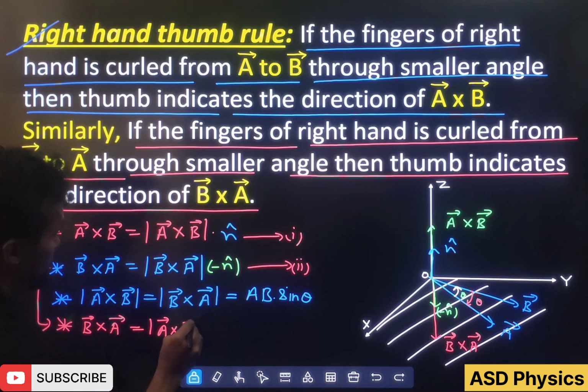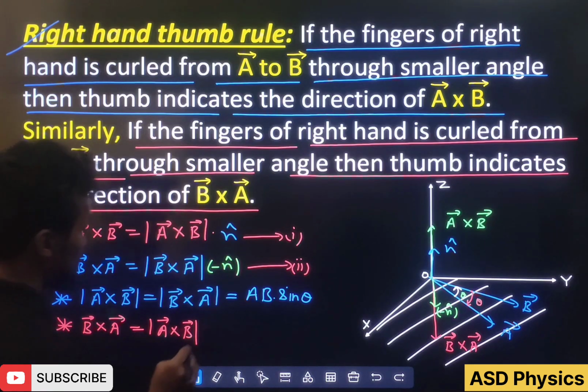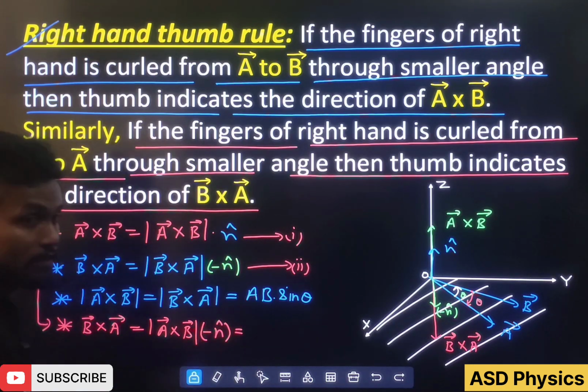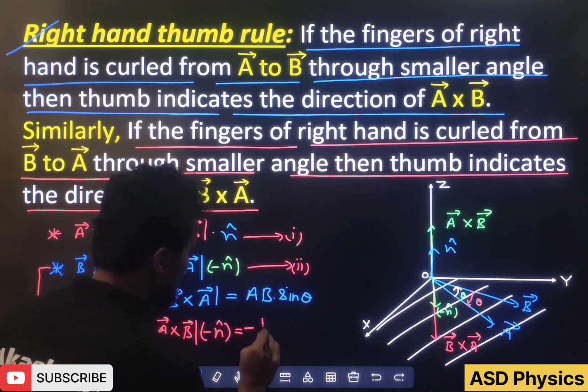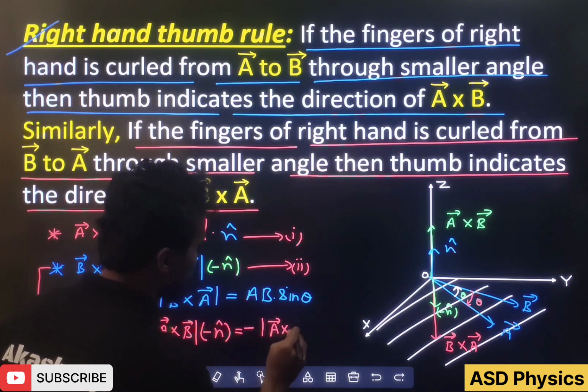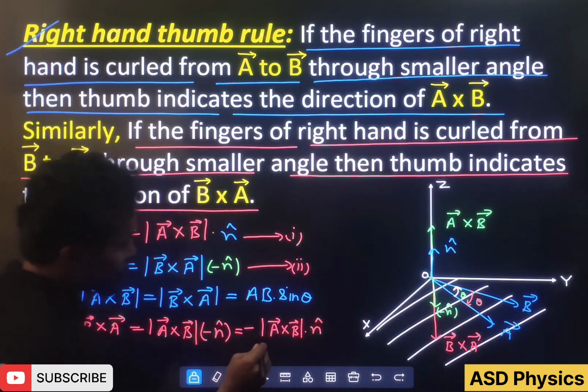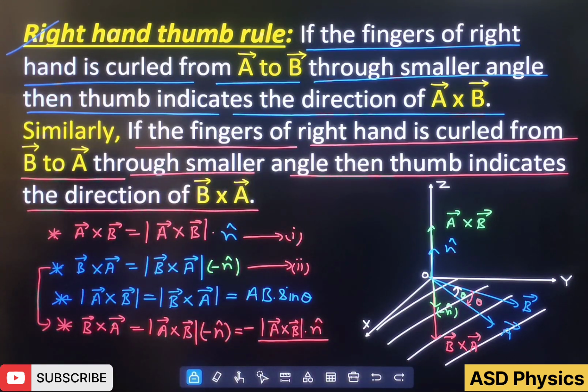Mod of A cross B. And here what can we write? Here we can write minus n cap. So what will I do? Now I will take the minus outside. That means how much here? Mod of A cross B into n cap. Okay, and what is this? Mod of A cross B into n cap.